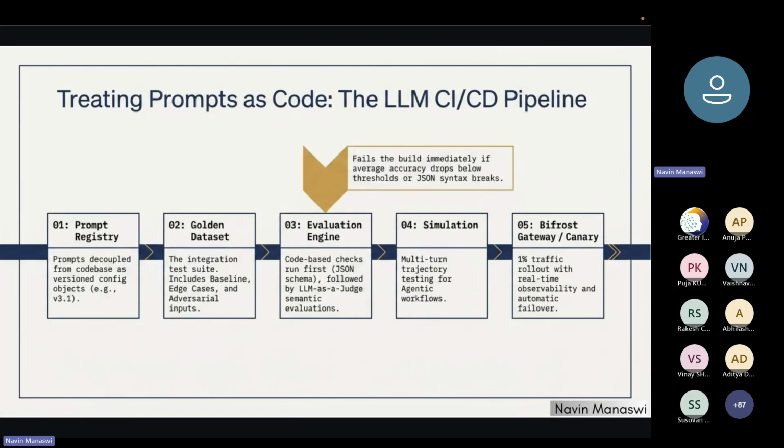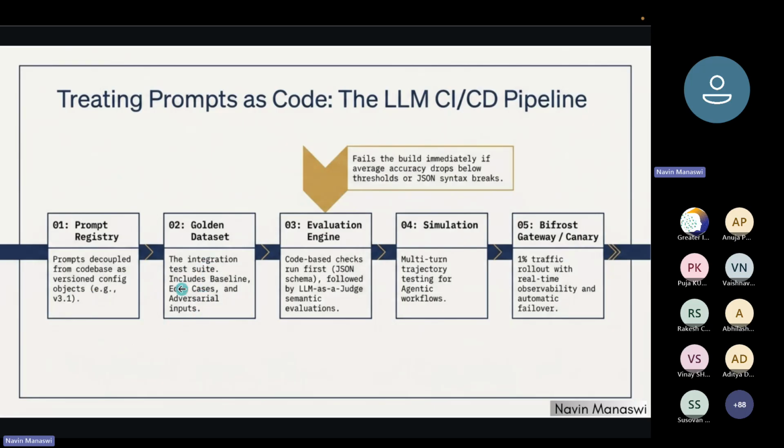Okay. So in the LLM CI/CD pipeline, what happens right now? You have a prompt registry. You have a prompt. Prompts can be different, and then you have different outputs. For the same LLM, you may have a different prompt, different output and all. So you manage the version of the prompt. Then we have an integration test suite.